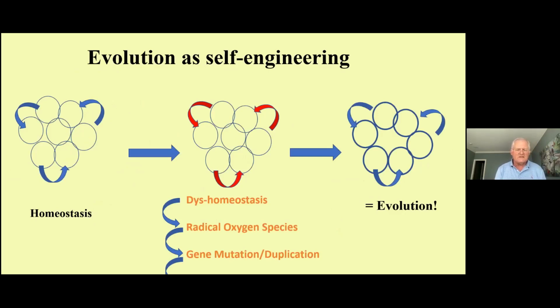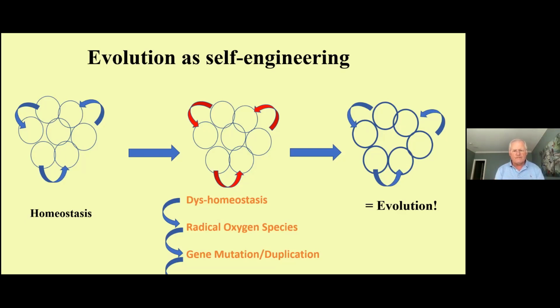And so, as I said earlier, evolution is a process of self-engineering. It's constituted by cellular homeostasis. And then when you impose stress, the system becomes dishomeostatic. It generates what are called radical oxygen species from oxygen itself. And those radical oxygen species are known to cause gene mutations and, more importantly, gene duplications. And that's what generates evolution. So, for example, the duplications that occurred during the transition from water to land about 500 million years ago were mediated by these very same steps.